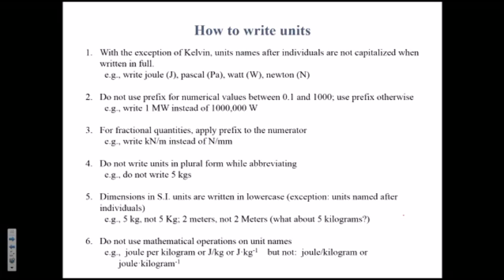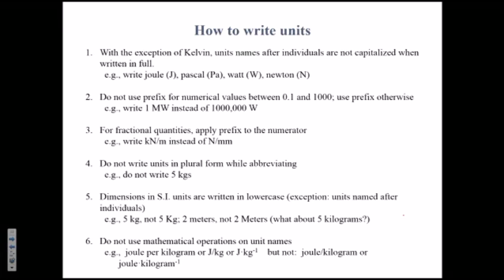Don't use prefix for numerical values between 0.1 and 1,000. So if you have a value between 0.1 and 1,000, just write it like that. If it's more than 1,000 or less than 0.1, use the prefix. So if you want to write, let's say, a 1 followed by 6 zeros, instead of writing that, write 1 megawatt, okay? Or anything larger than that.